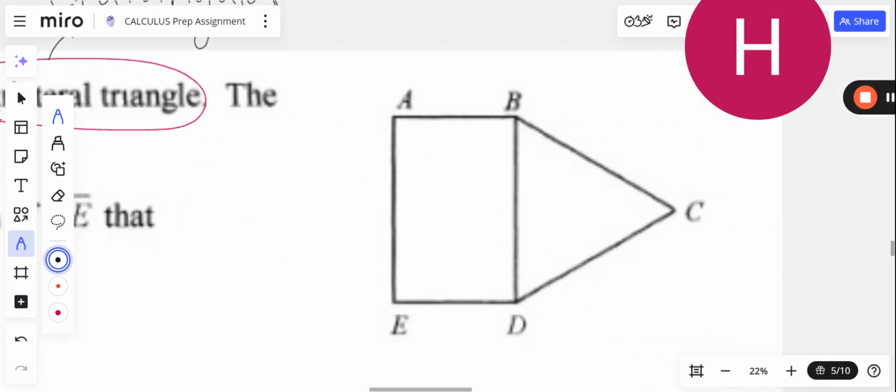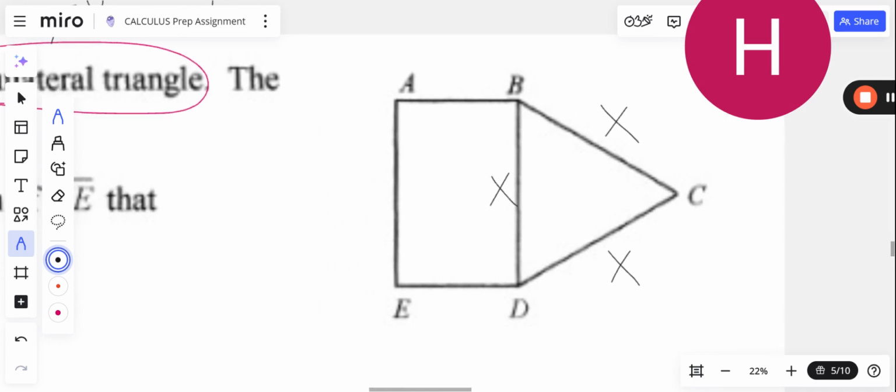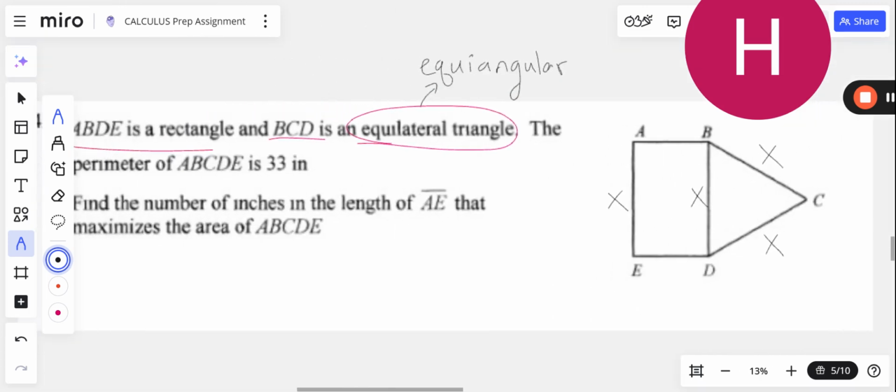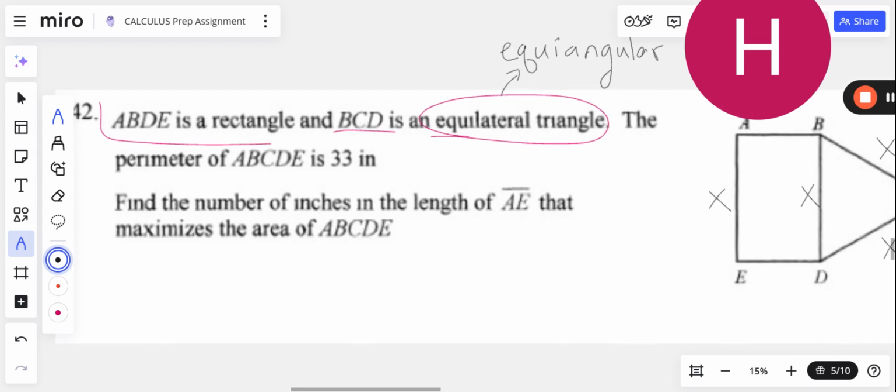Let's call the side lengths x. There's x. There's another x. And that is also x. Keep in mind that if this is a rectangle, this side must also be length x. They give us some conditions. The perimeter of this entire shape is 33.